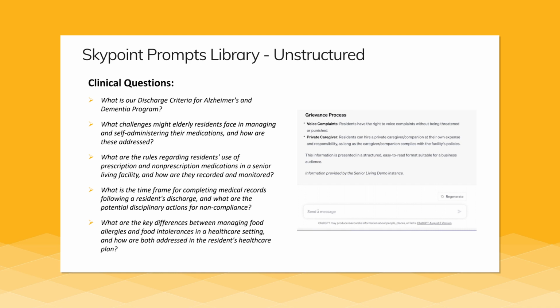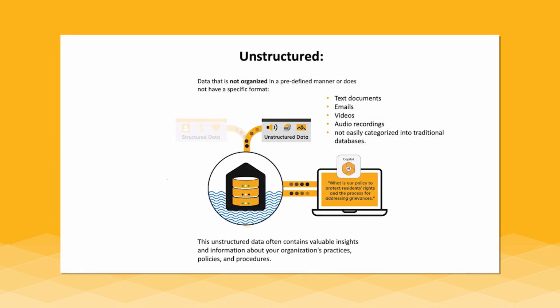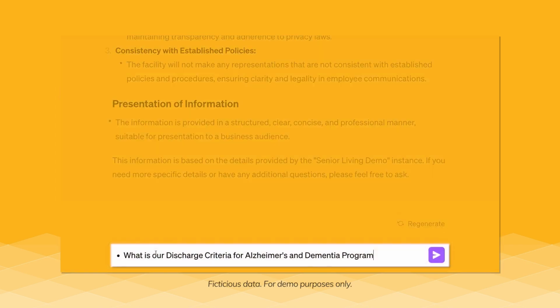Clinical knowledge management is another unstructured data type that refers to all the non-standardized information that is relevant to patient or resident care, but it's not easily categorized into your traditional database. This can include doctor's notes, audio or video recordings of patient or resident interactions, even emails between healthcare providers. And the question we're going to ask is, what's our discharge criteria for someone with Alzheimer's or dementia, someone who's involved in those programs in our community? If they want to be discharged, what is the criteria?